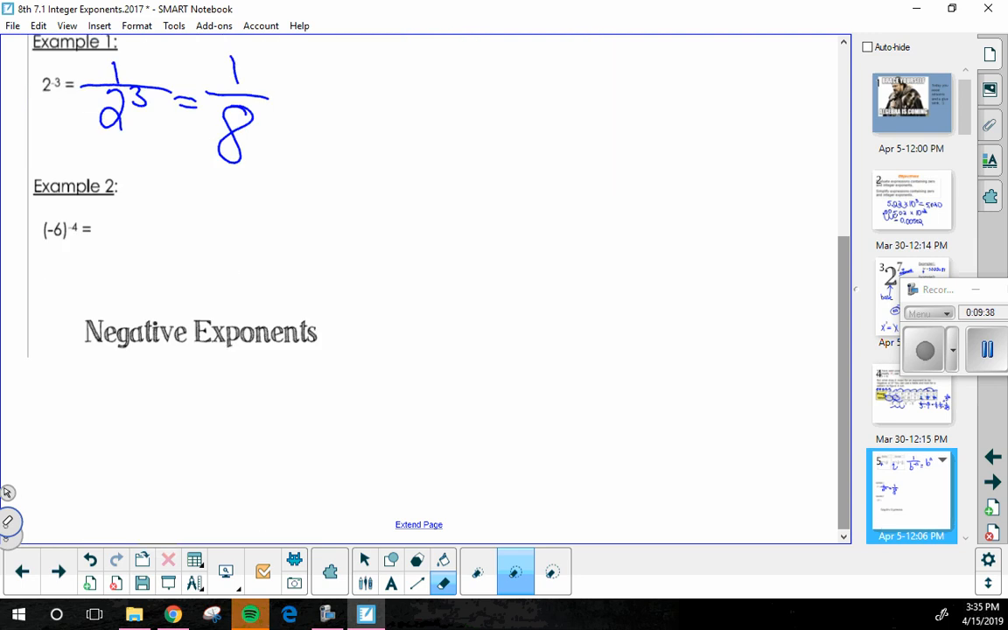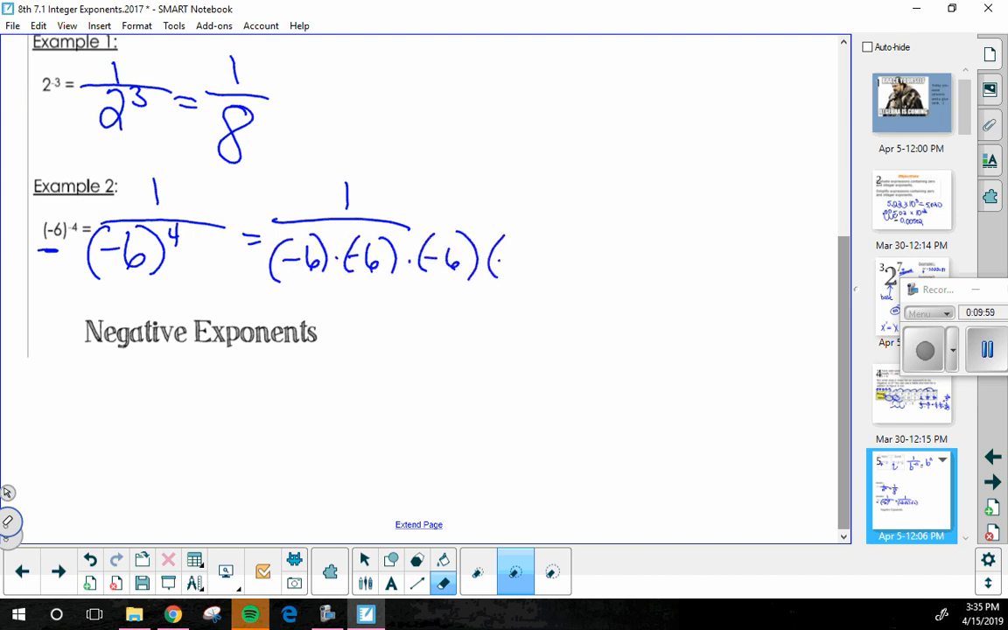The next example: notice that this negative 6 is in parentheses. The exponent's negative, so it's 1 over negative 6 to the fourth power, which is 1 over negative 6 times negative 6 times negative 6 times negative 6, which I have already worked out, 1296. 1 over 1,296. That is not a small fraction. And notice my answer is positive.